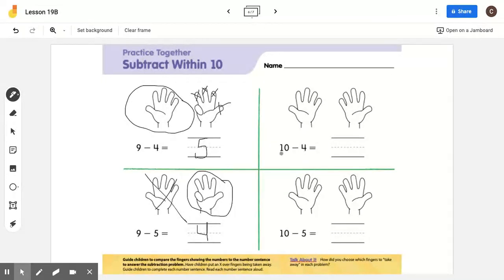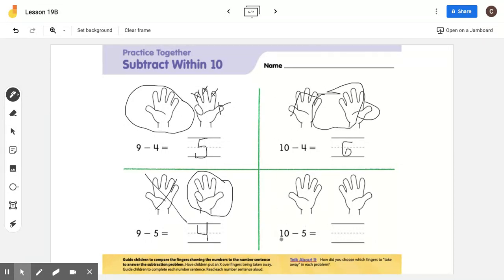If we have 10 and we take away 4, so if we're at 10, take away 4, we have 6 left right here. So 10 minus 4 makes 6. Good job. All right, here's this next one.